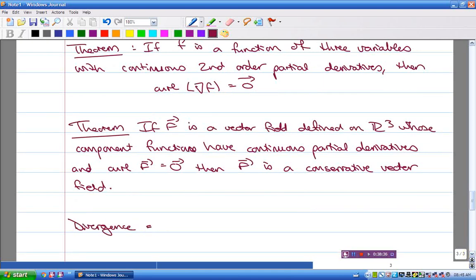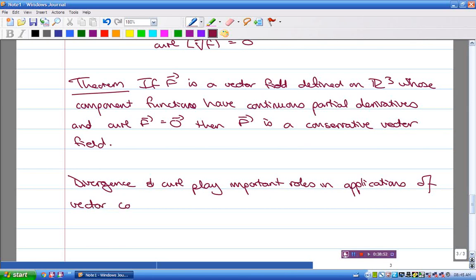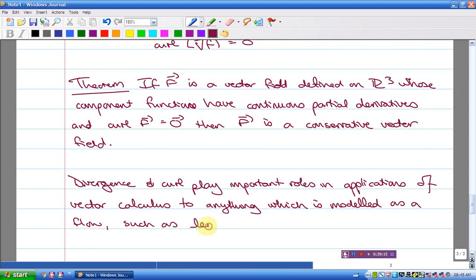Divergence and curl play important roles in applications of vector calculus to anything which actually really flows, or anything which is modeled as a flow, such as electricity, magnetism, and actual fluid flow.